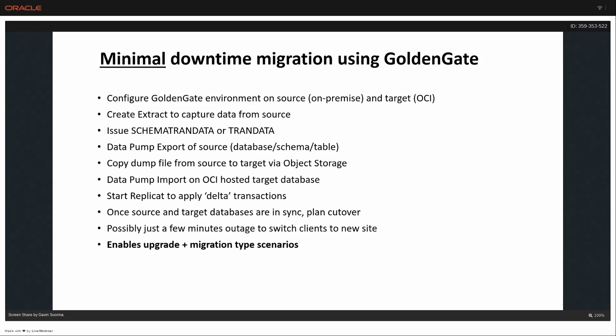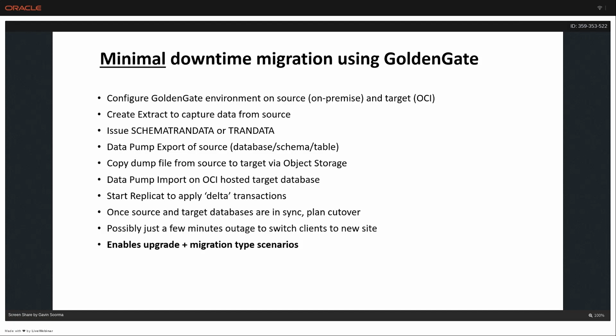After the import is completed, I start another process on the target called replicat that will apply all the transactions that occurred while my export was in progress, while my files were being copied across, while the import was running. Once the replicat has applied all the transactions, which I call the delta, both the source and target are in sync. Now we come to a stage where we can decide it's time to do a cutover, and then I repoint my clients or my application to the OCI database. This method has a big advantage because it really doesn't matter what my source and target versions are.